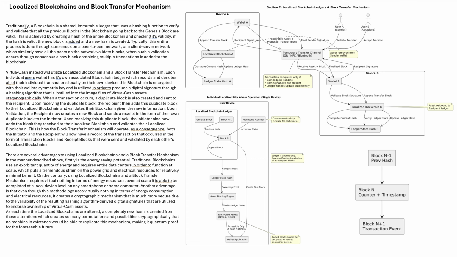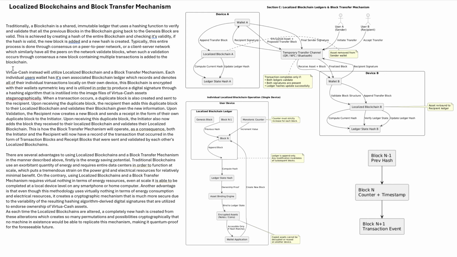So, traditionally, a blockchain is a shared immutable ledger that uses a hashing function to verify and validate that all previous blocks on the blockchain going back to the Genesis block are valid. This is achieved by creating a hash of the entire blockchain and checking its validity. If the hash is valid, the new block is added and the new hash is created. Typically, this entire process is done through consensus on a peer-to-peer network or client-server network, which similarly have all the peers on the network validating blocks. When such a validation occurs through consensus, a new block containing multiple transactions is added to the blockchain.